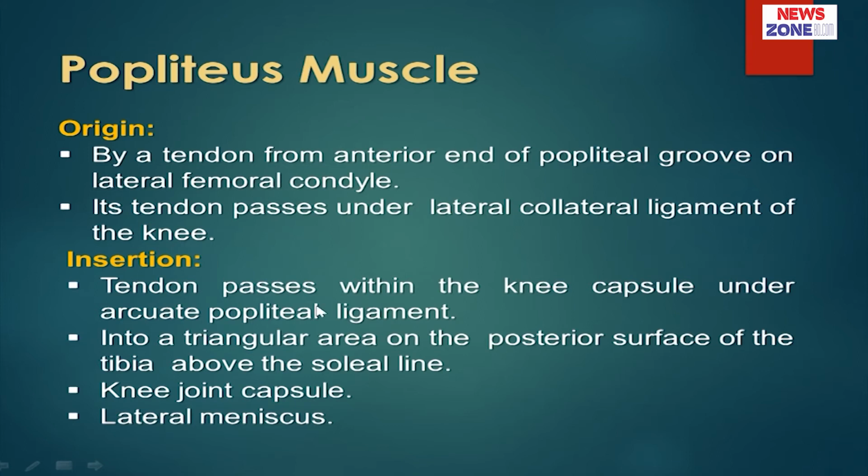Then the insertion is happening in the knee capsule under the arcuate popliteal ligament. Also, the triangular area on the posterior surface of the tibia at its upper end above the soleal line. It also gives insertion to the knee joint capsule and lateral meniscus.